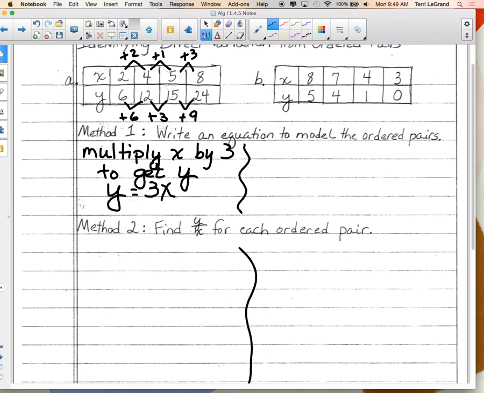What's the direct variation form? Not standard form. What's direct variation form? Y equals kx. Does this look like y equals kx? Yes. With k equals what? 3. Yeah. So this is direct variation. We would say k is equal to 3, so it is direct variation.